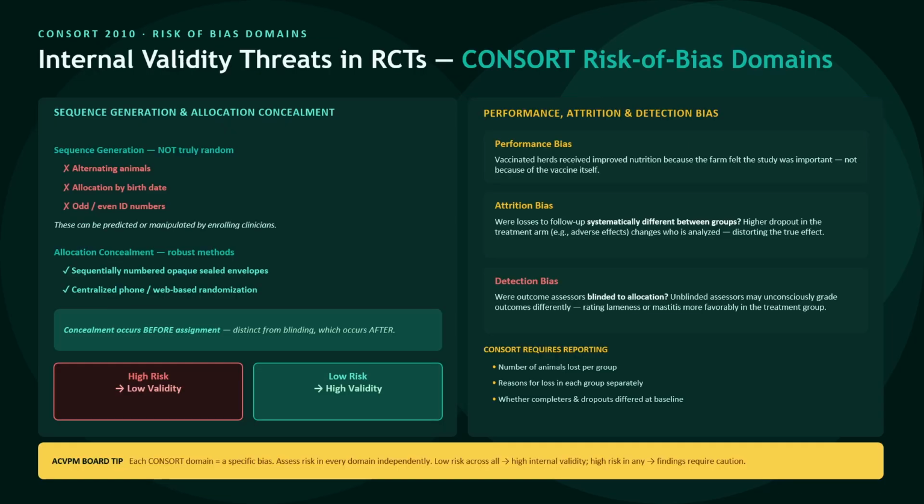CONSORT risk of bias domains: sequence generation, allocation concealment, performance bias, attrition bias, and detection bias. Each domain represents a specific threat to internal validity. A trial with high risk in any domain requires cautious interpretation. Low risk across all domains indicates strong internal validity.